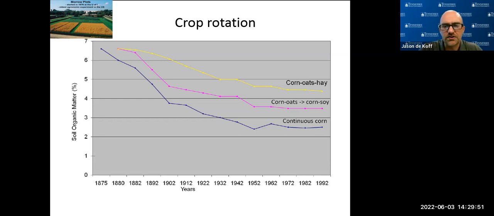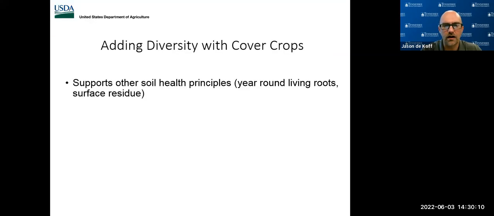And so you can see in this graph, continuous corn. So this is over a period where we're doing a lot of tillage, so organic matter decreases for all of them. But for something like continuous corn, it decreases more than if you have other types of rotations in the system. And that's part of that organic matter buildup that we can get.